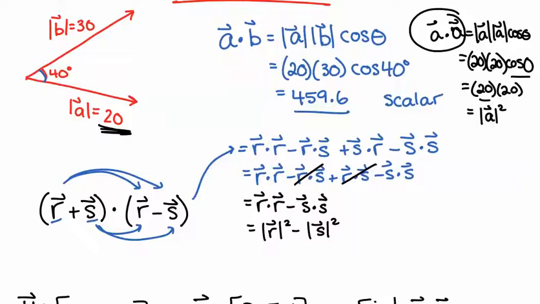And that's pretty much it. I just simplified this, but I don't know what vector r or s is, so I would just leave it like that.